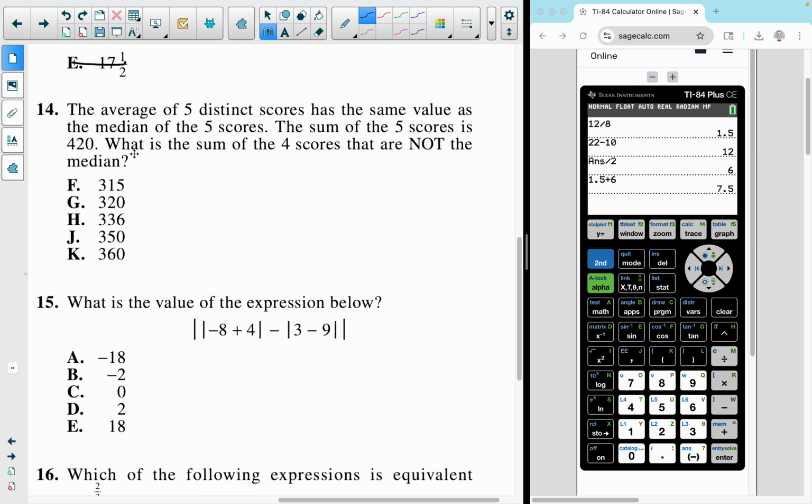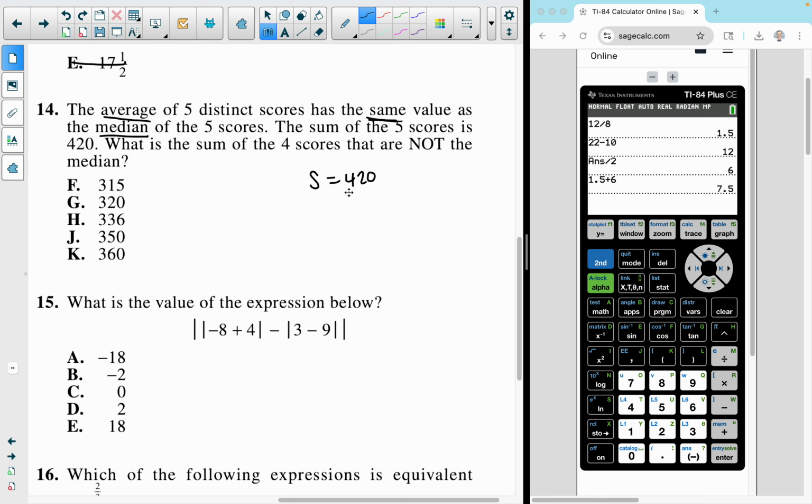This one says, what is the sum of the four scores that are not the median? Okay, so again, it doesn't tell us exactly what we have to do. It says the average of 5 distinct scores has the same value as the median of the 5 scores. The sum of the 5 scores is 420. So we know that the sum is equal to 420. That means we can also find the average, because it says that the average of those scores has the same value as the median.